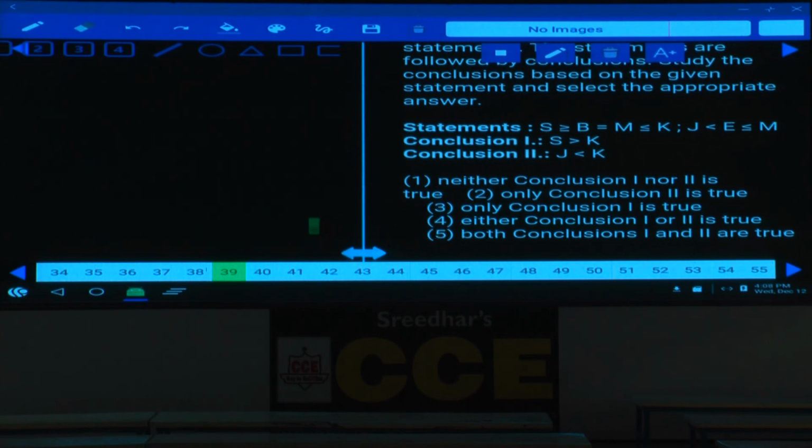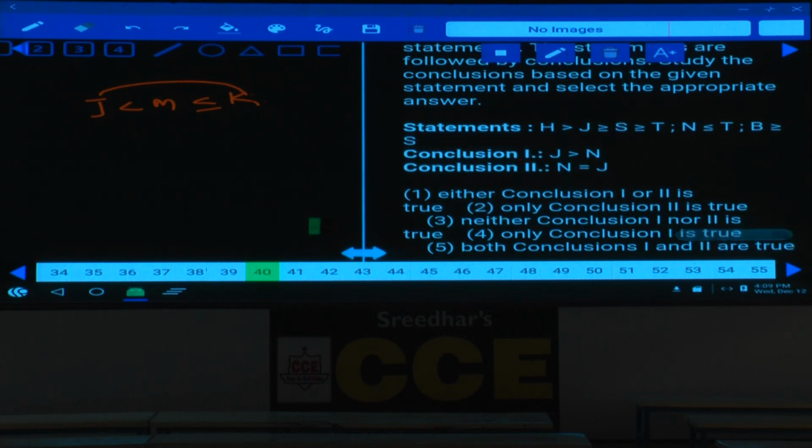Now in this 39, the relation between S and K. Between S and K there is one greater than, one lesser than, two opposite symbols, no relation between these two. Then coming to the second one, J and K. K is here and J is here. Tell me which element is common here? M is common. J lesser than M and M lesser than or equals to K. Now between J and K, lesser is common. J lesser than K, definitely true. Hence only conclusion 2 follows. Only conclusion 2, and it is given in choice 2.